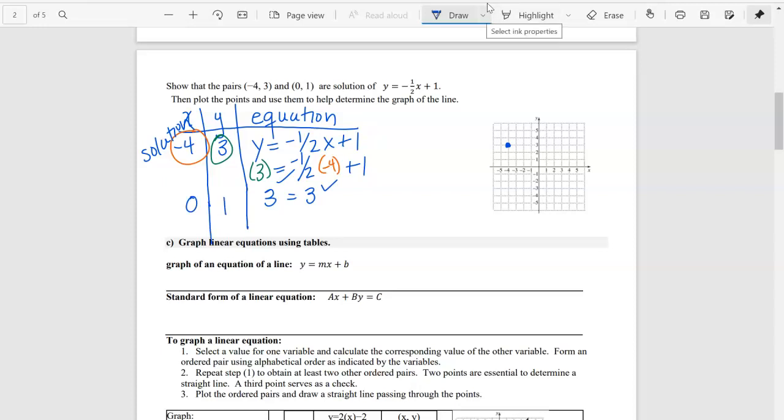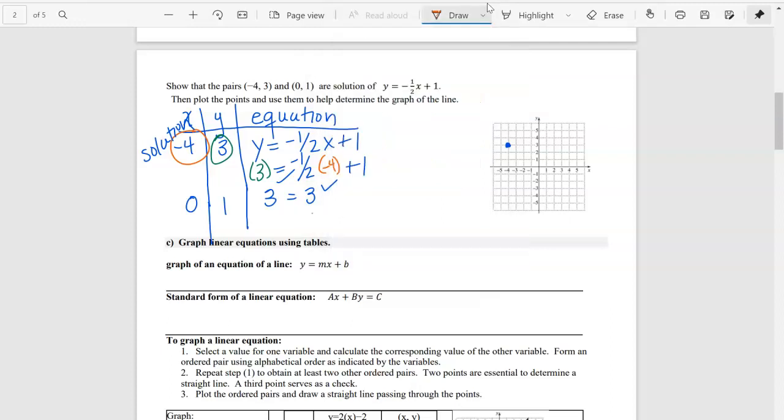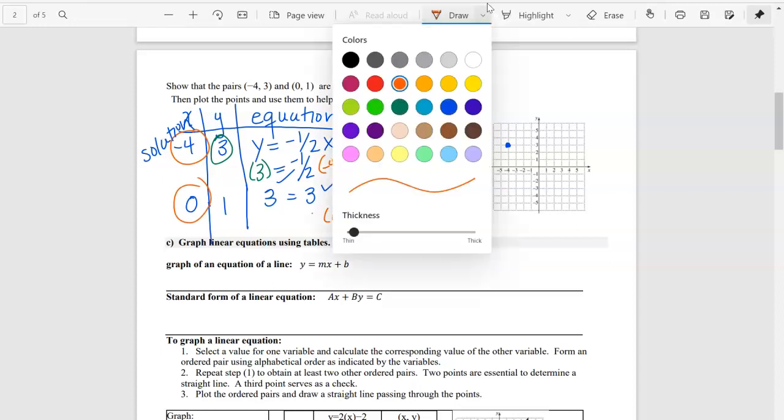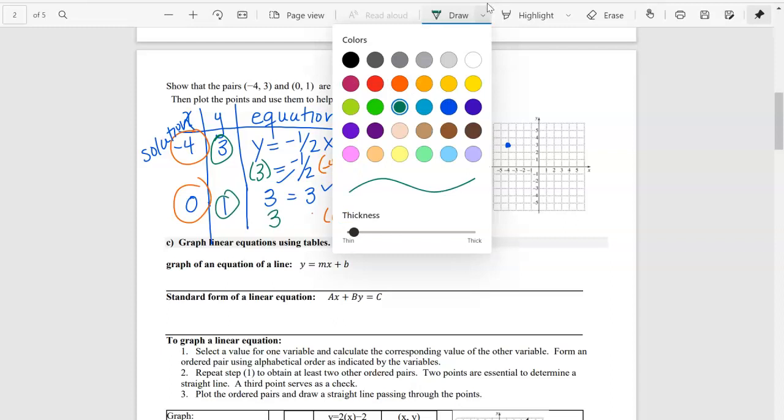Wherever we see x in the equation, we're going to plug in a 0. Wherever we see y, we're going to plug in a 1. So in our equation, x was right here, so I'm going to put a 0 there for x, because we're going back to this original equation. And wherever we see a y, we want to put a 1. Okay, but everything else stays the same.